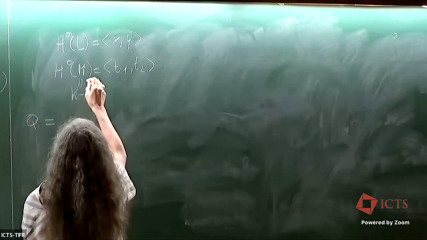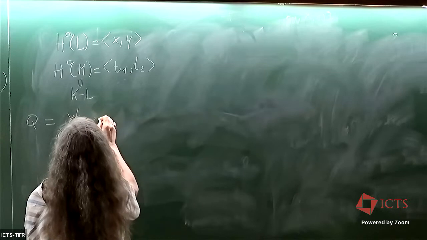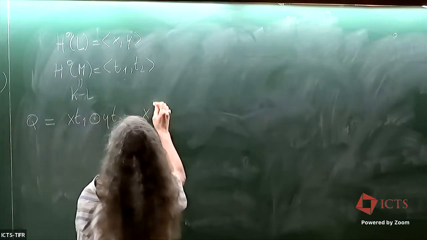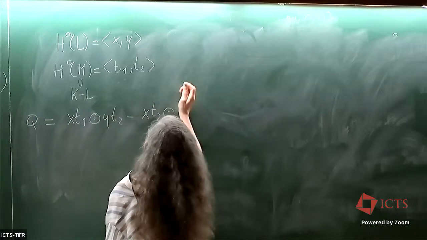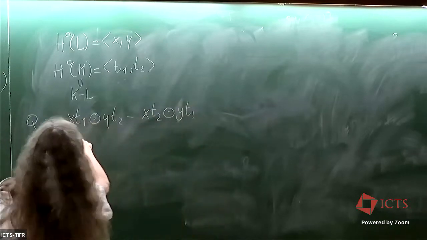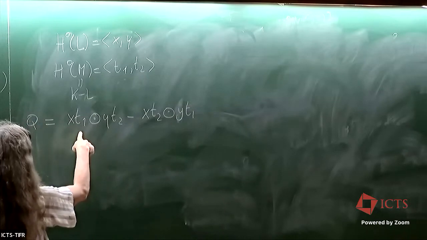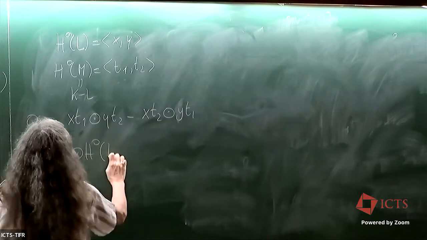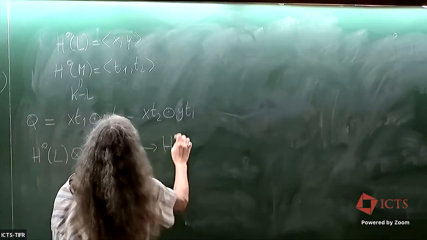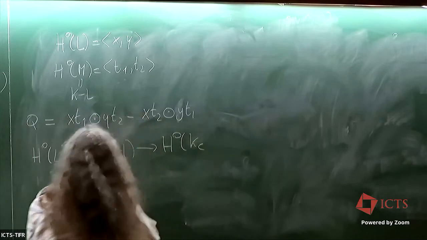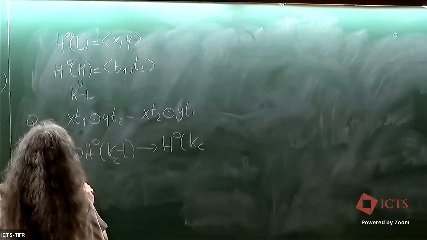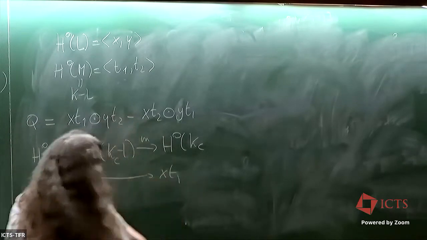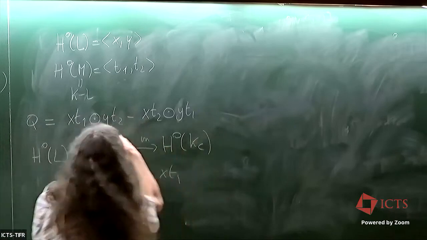One writes Q as x t1 times y t2 minus x t2 times y t1. What does it mean? This is the multiplication. I write with this the multiplication map. So one has the multiplication map, so when I write the x tensor t1, I mean M of this. Okay. So these are sections here.